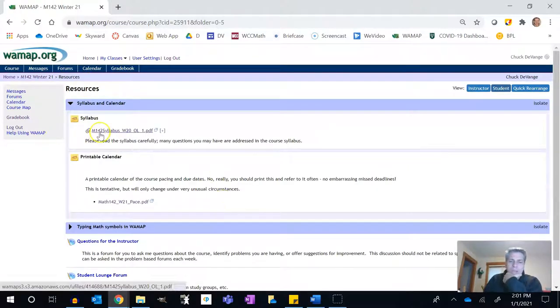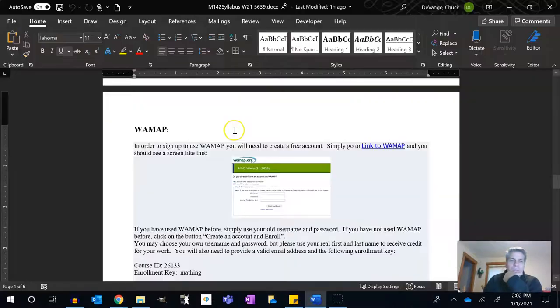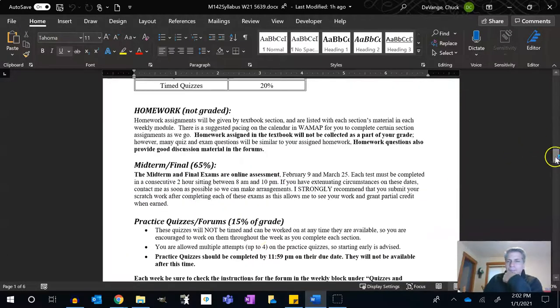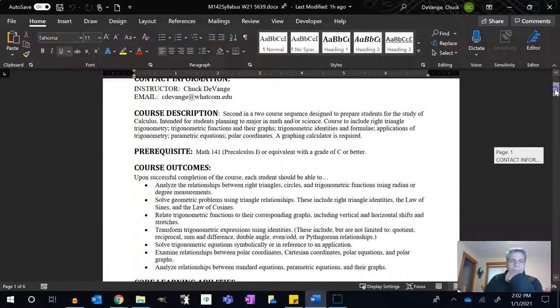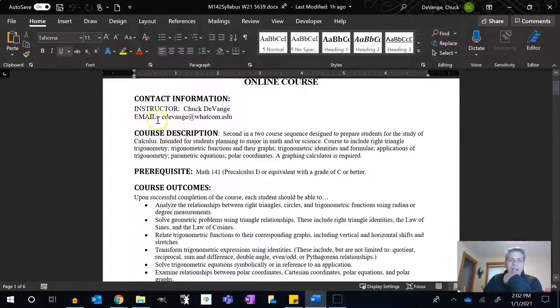So first off, you get that syllabus. So if I take a peek at the syllabus, there's some information on here, like this is my Wacom email, which you can use. I'd really prefer it if you'd use the WalMap email. And it's better for you because I'll respond quicker if you use the WalMap email. I'll show you that in a minute, the messaging.